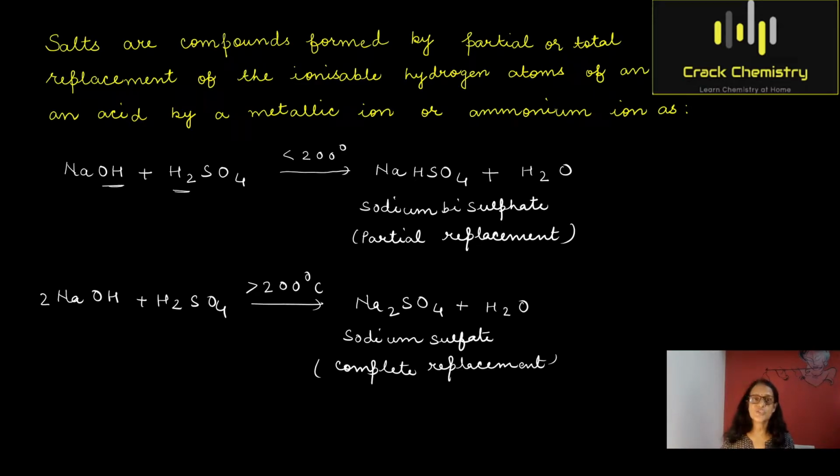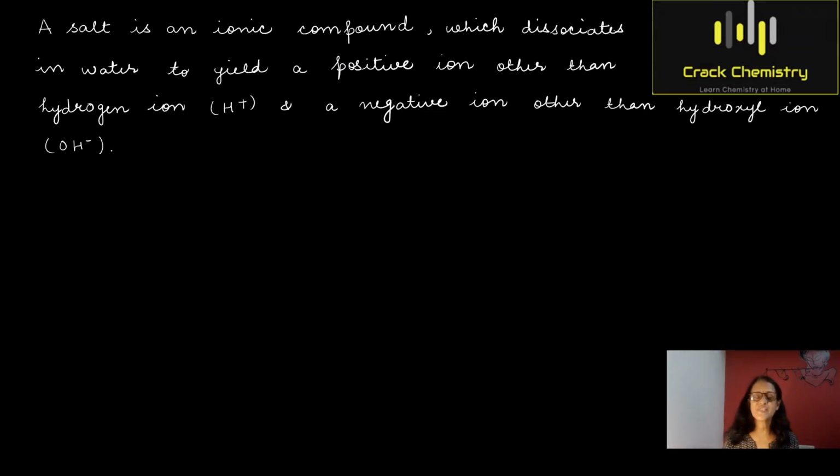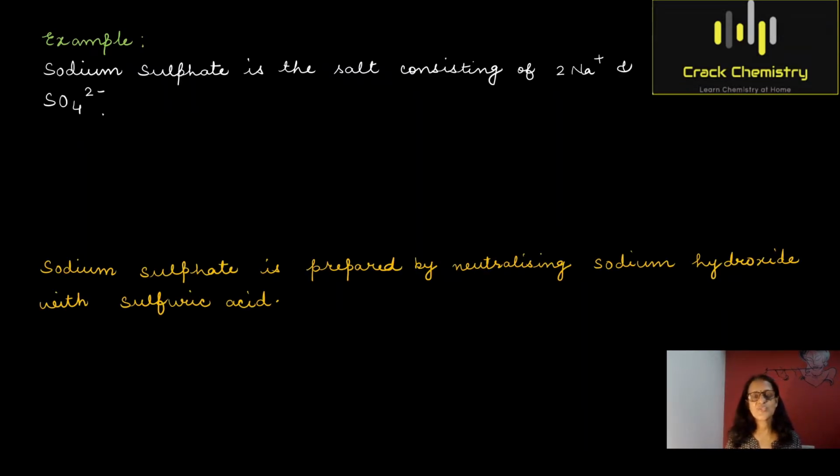Now we will see what is a salt. The salt is an ionic compound which dissociates in water to give a positive ion other than hydrogen ion and a negative ion other than hydroxyl ion. Just now we have studied that sodium sulfate is a salt which consists of sodium ion and sulfate ion. It is formed by the reaction between sodium hydroxide and sulfuric acid. Sodium sulfate on dissociation gives sodium ion and sulfate ion.